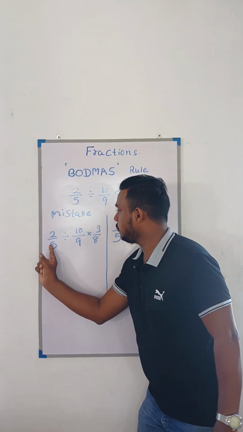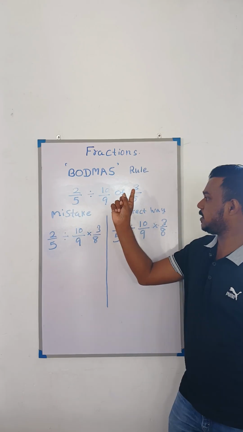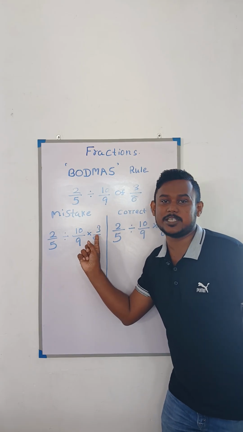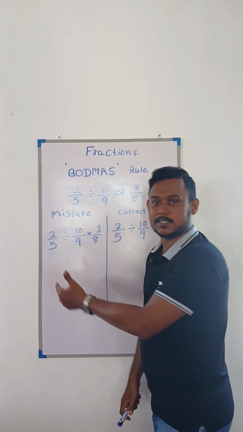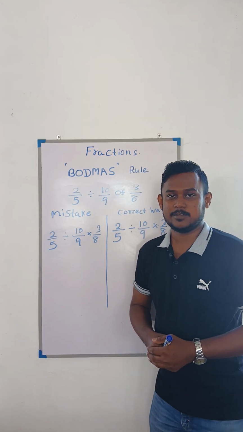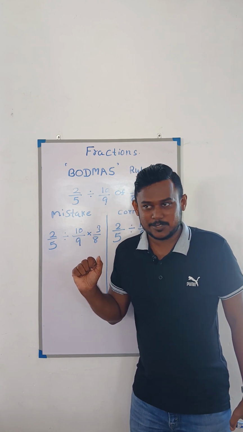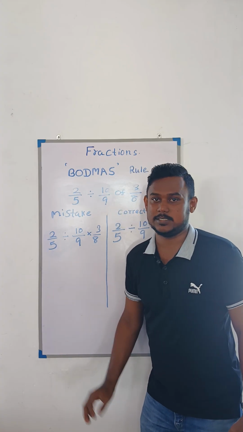2 over 5 divided by 10 over 9. I know that instead of "of" I can write multiplication. That's what I wrote here, 3 over 8, isn't it? Right. Now, let's try to simplify this. When you look at this expression, you might see that what we have here is division and multiplication.